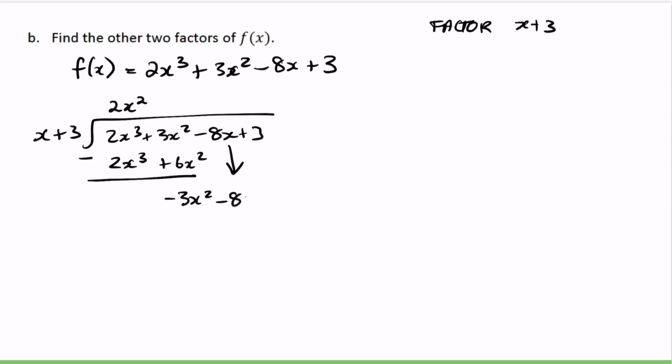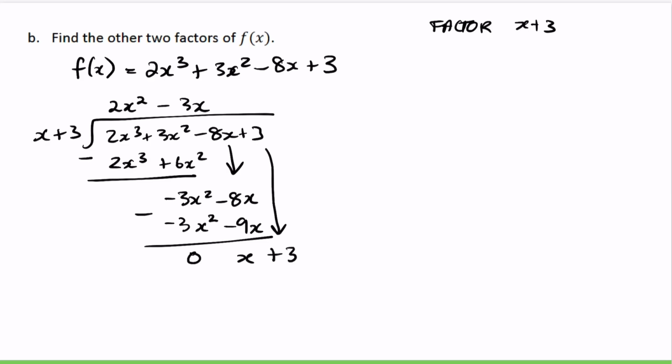I'm then going to take down the next term. x goes into negative 3x squared, negative 3x times. Negative 3x times x is negative 3x squared. Negative 3x times 3 is negative 9x. I'm then going to subtract. So this will be 0. Negative 8x minus negative 9x will be positive 1x. I'm then going to take the 3 down. x goes into x one time. 1 times x is x. 1 times 3 is 3. When I subtract that, I will get 0.